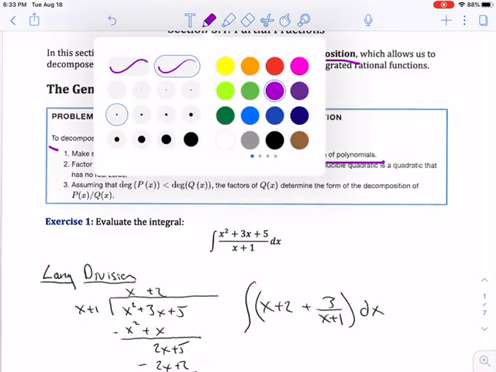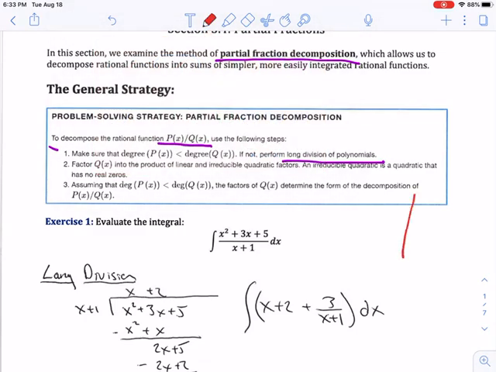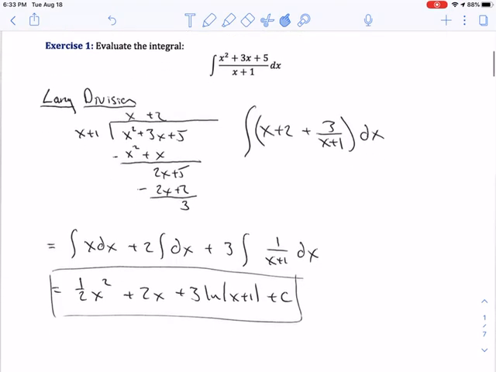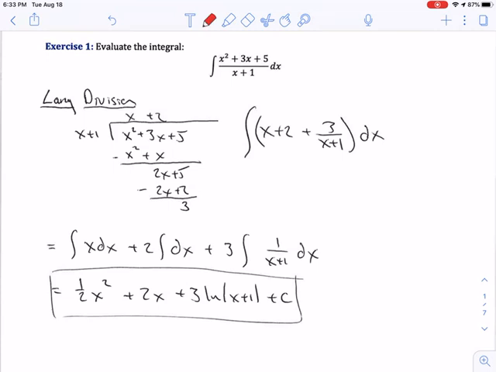So I would like to start off with red. So this is a very simple example. We notice that we have a rational function, x squared plus 3x plus 5 divided by x plus 1. And the degree of the numerator is greater than the degree of the denominator. So we have to do polynomial long division. The denominator is the divisor. That goes out here. The numerator is the dividend, which goes underneath the radical sign.